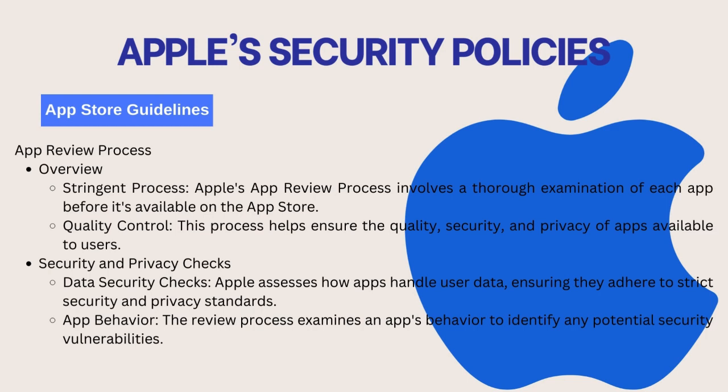There's an app review process. It is a stringent process. Apple's app review process involves a thorough examination of each app before it's available on the App Store. Quality control: this process helps ensure the quality, security, and privacy of apps available to users. Security and privacy checks, data security checks: Apple assesses how apps handle user data, ensuring they adhere to strict security and privacy standards. App behavior: the review process examines an app's behavior to identify any potential security vulnerabilities.